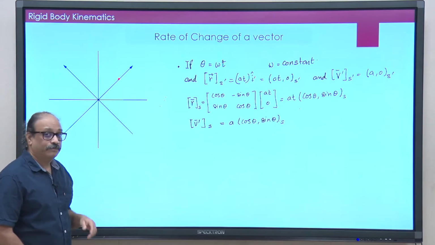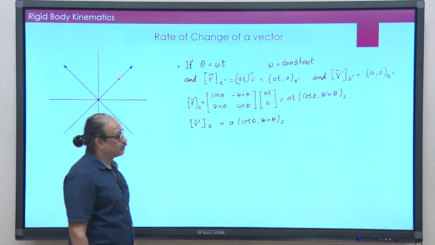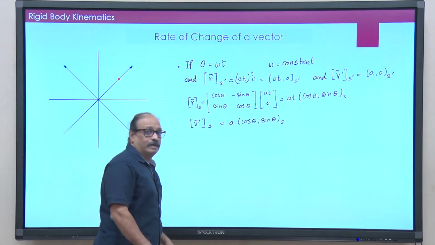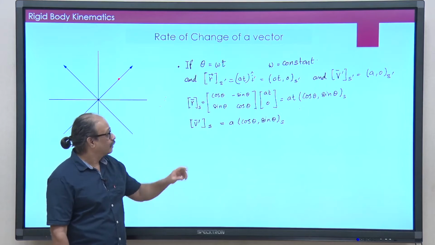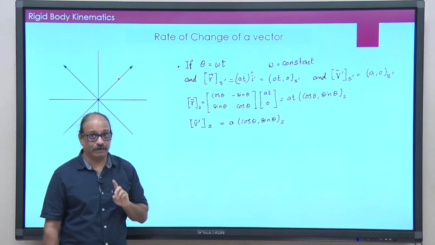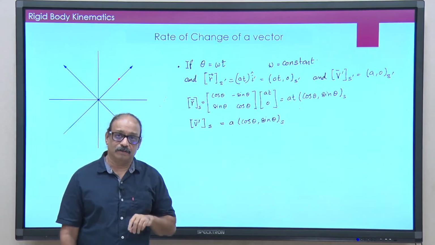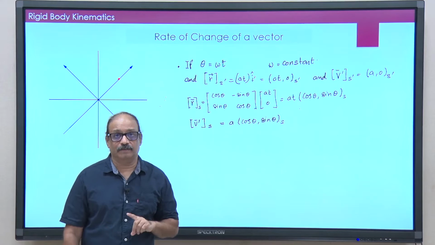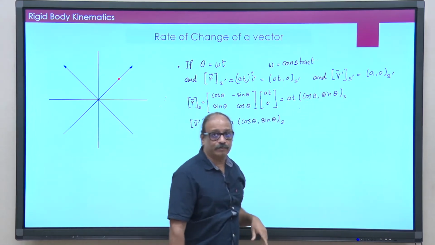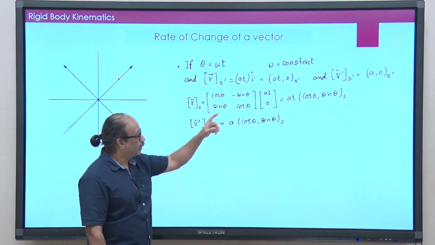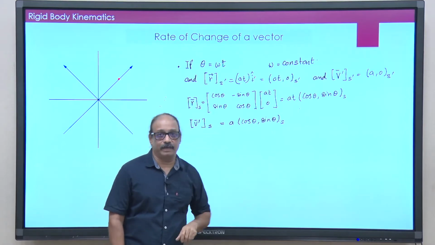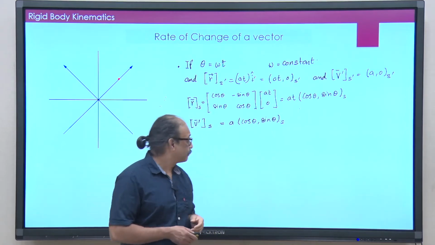What about the velocity vector? The velocity vector is also along the x prime direction and it has a magnitude of a. Exactly like r, the v prime also will transform. The components of v prime in the S prime frame were a and 0, but the components of v prime in the S frame will be a cos theta and a sin theta as seen by S.